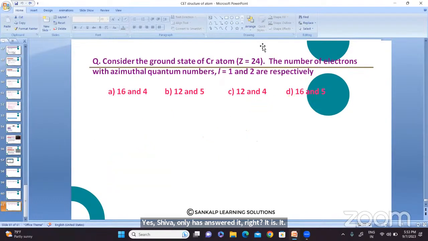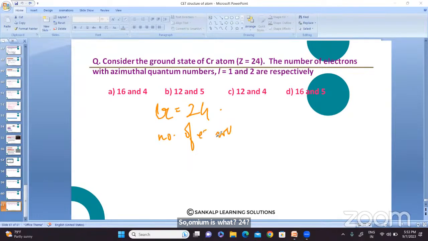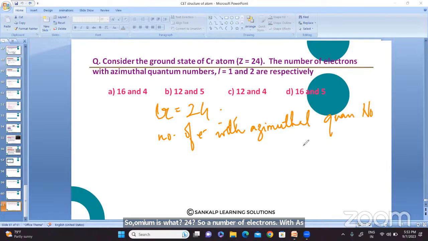Last question. Consider the ground state of the chromium atom whose atomic number is 24. The number of electrons with azimuthal quantum numbers l equal to 1 and 2 are respectively: A 16 and 4, B 12 and 5, C 12 and 4, and D 16 and 5. So chromium is 24. So the number of electrons with azimuthal quantum number l is 1 and 2.